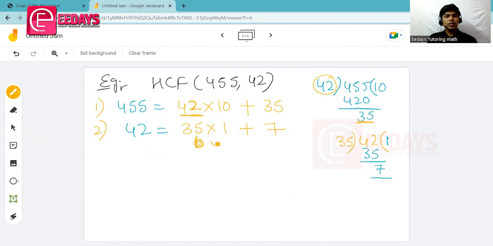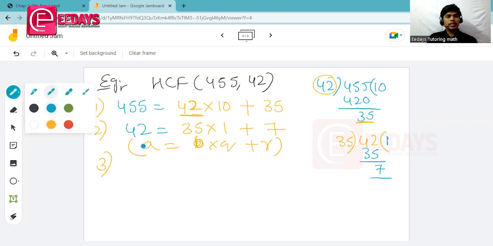A is equal to B into Q plus R, the Euclid division lemma method, right? Still we couldn't get the HCF. Now there is one more step. Let's do it here. Okay, now what is the new divisor we got? 35. You can do it till you get 0. But what is the remainder we get? 7. So we have a few more steps.